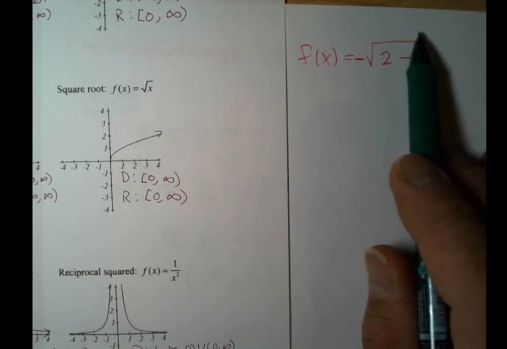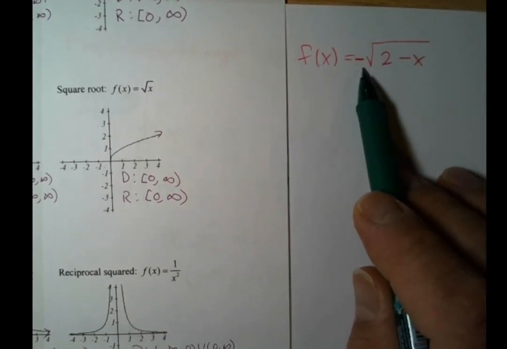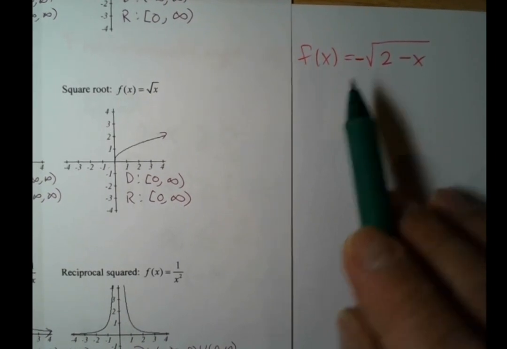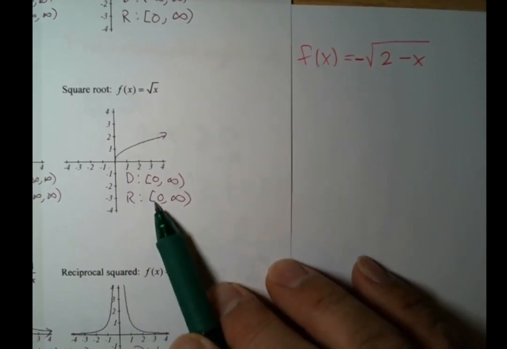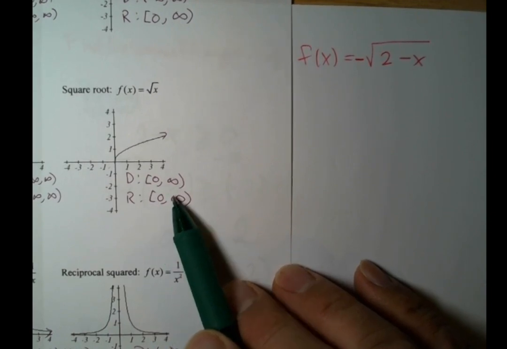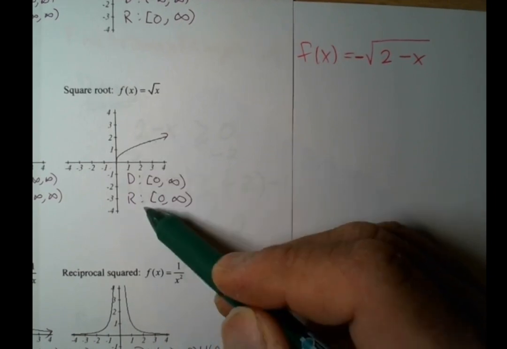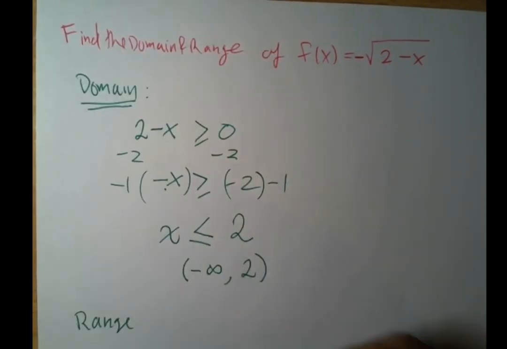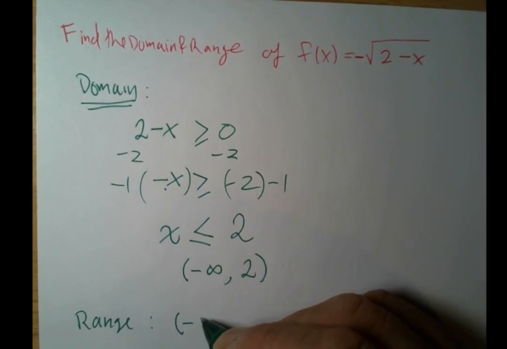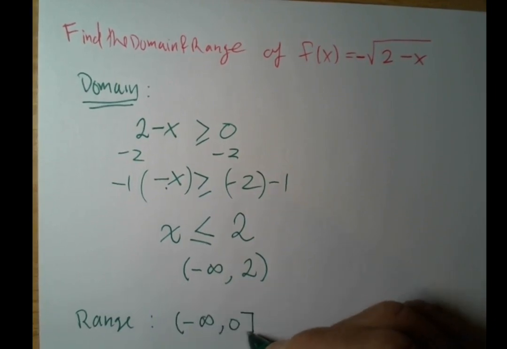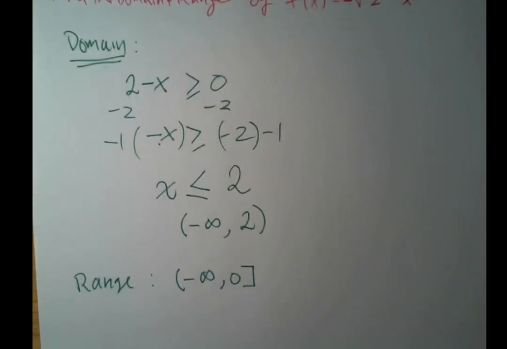All the outputs from the root are positive, but the negative is going to make them all negative. So in fact, our range is going to be from negative infinity up to and including 0, because this flips everything across the x-axis. So my range is going to be from negative infinity to 0, inclusive of 0. We saw when we plug in 2, the output is in fact going to be 0. And that is going to be my range, and I take that from my knowledge of my toolkit functions.